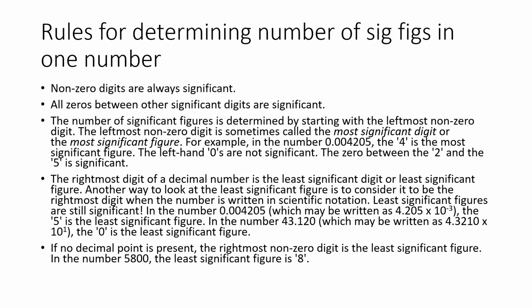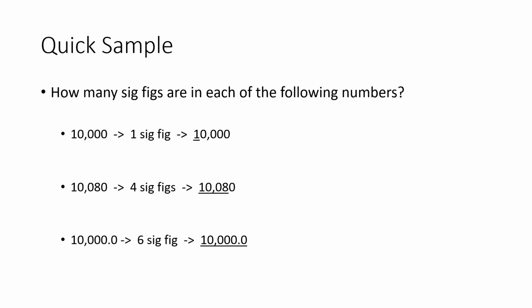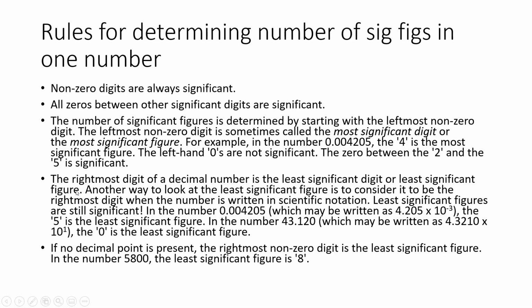The number of significant figures is determined by starting with the leftmost non-zero digit. So by leftmost, that's all the way to the left from the decimal point, as far to the left as the number goes. That one is the most significant digit, the most significant figure. We have a sample here. You do always have to start with the leftmost number.